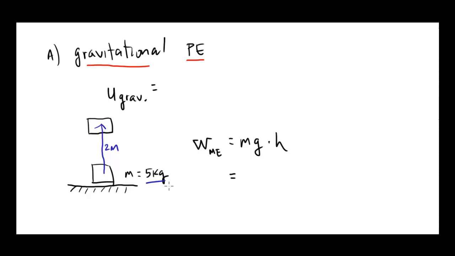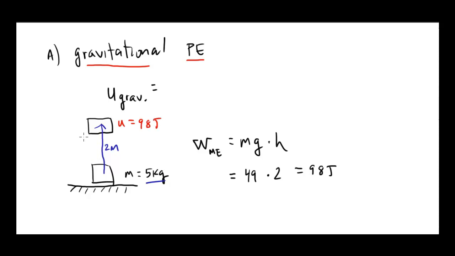So mg is 5 times 9.8, that's 49. The height is 2, so this would be 98 joules. So that means that when I lift it up here, the potential energy up here is 98 joules. So U here equals 98 joules.